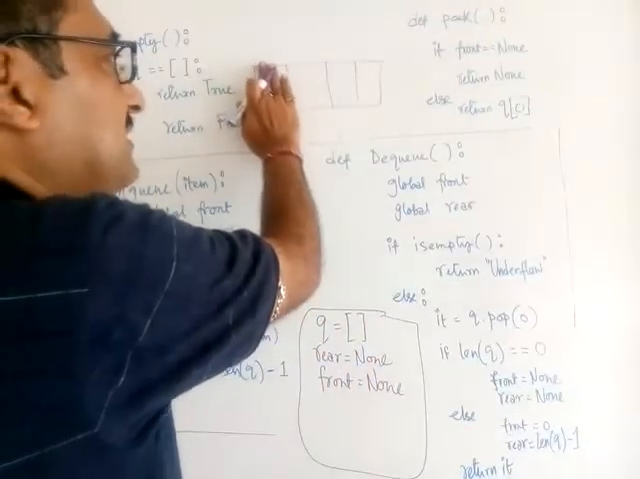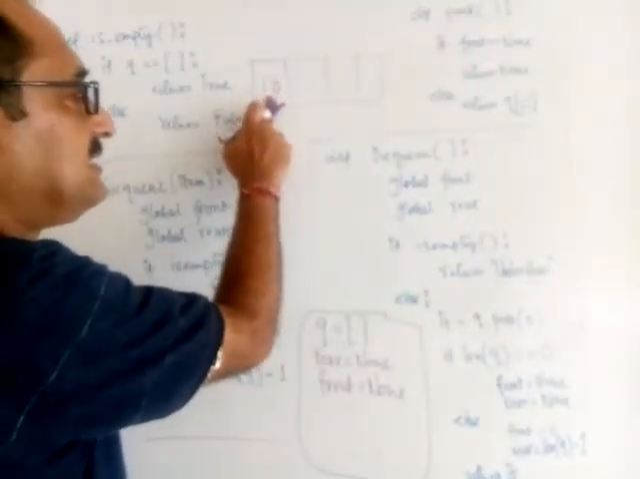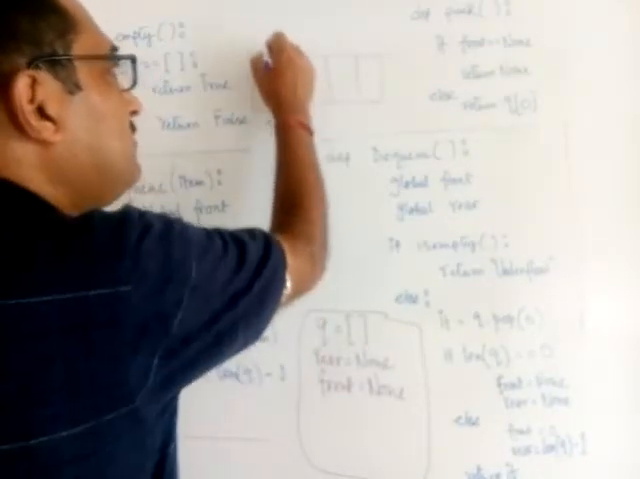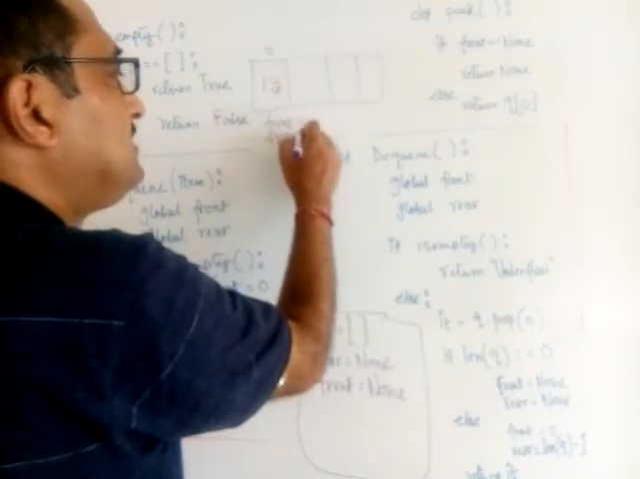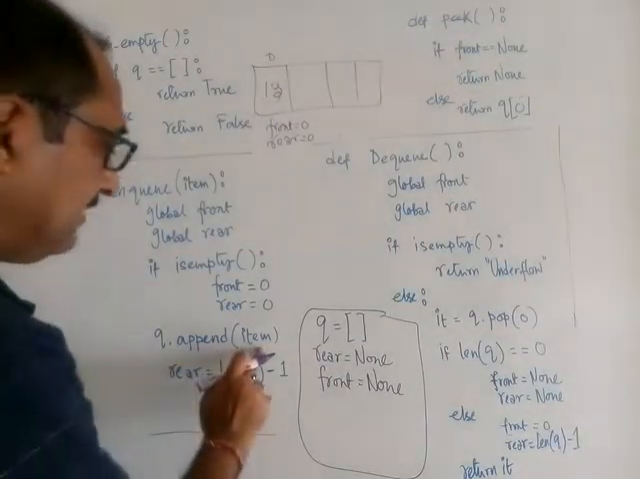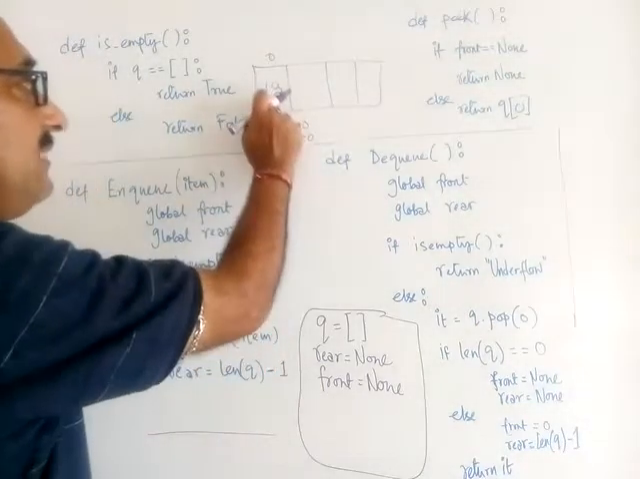Now before I inserted 13, there was no existence of front and rear. Front and rear both were none. Now since 13 is inserted, so what will happen? Front will come into existence, so front will be 0, the rear also will be 0. So that is what is happening here. Now I have appended the item, which means actually this 13 will be placed here.